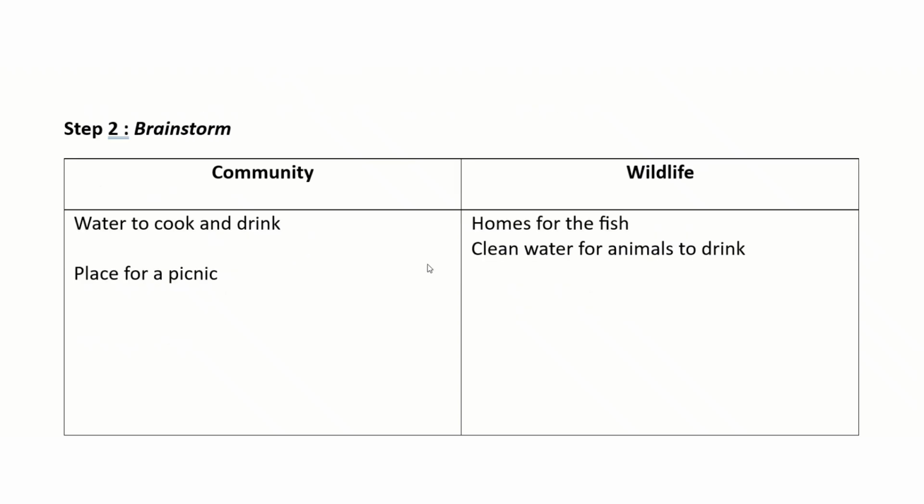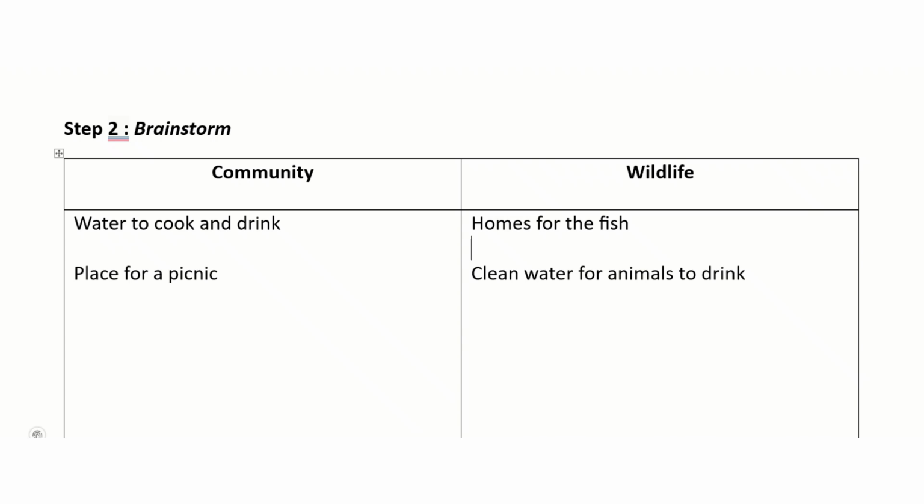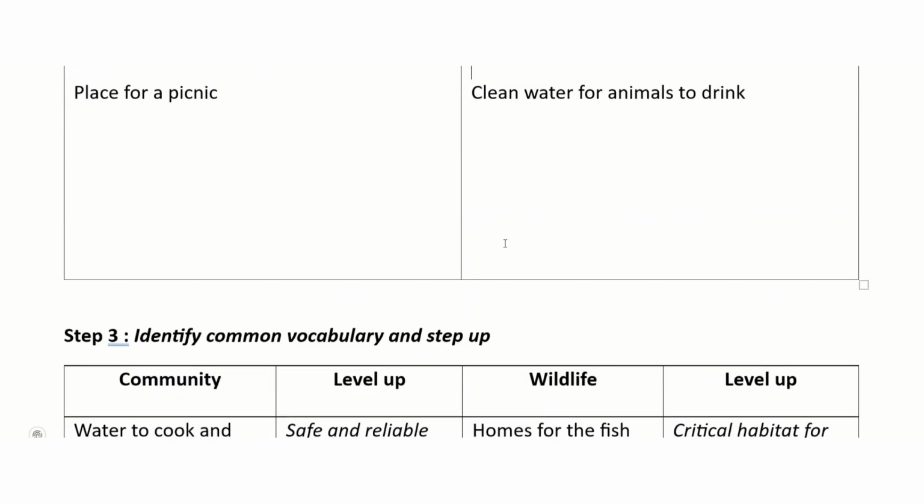So this is up to you if you want to use a thinking map, or some kind of diagram, or just a simple table like this, so that the students can see clearly the ideas that they have and the vocabulary that they have to express these ideas. So I think it's important for the students to discuss this orally and have it written down.